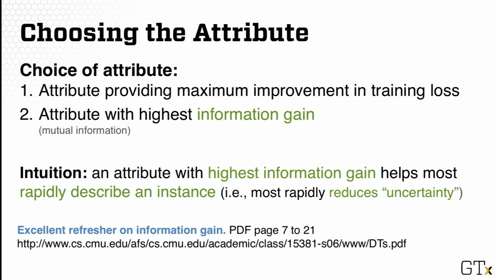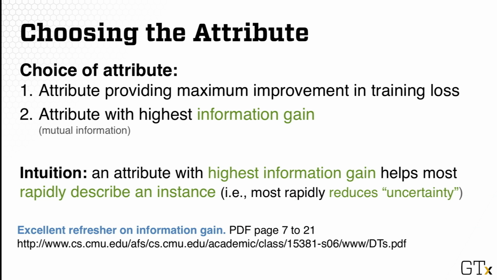So previously, we talked about how to evaluate an attribute split point, but we haven't talked about how to choose that attribute. One common way to choose an attribute is to pick the attribute that gives you the maximum improvement in training loss. Another way is to pick the attribute that gives you the highest information gain. The intuition is that an attribute with the highest information gain would help you the most rapidly describe an instance. In other words, if you pick an attribute that can help you reduce the uncertainty in your decision as much as possible, that's probably a very good attribute.